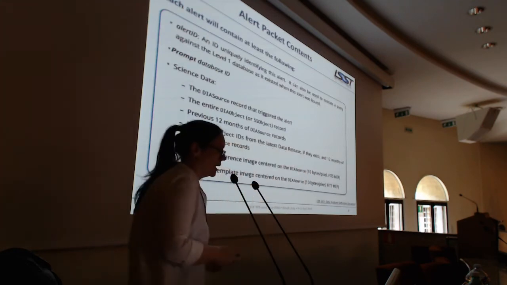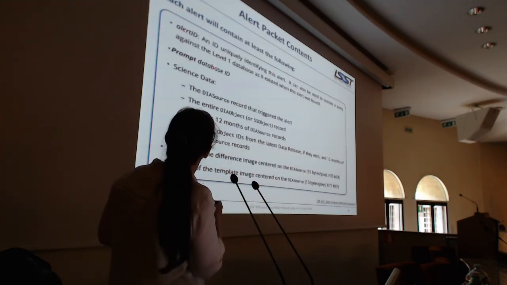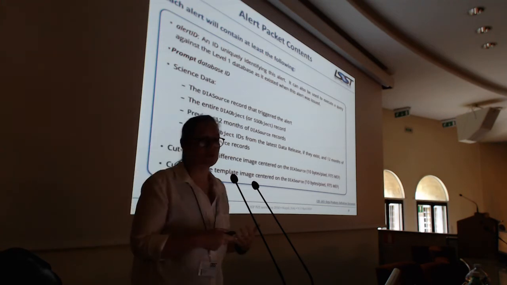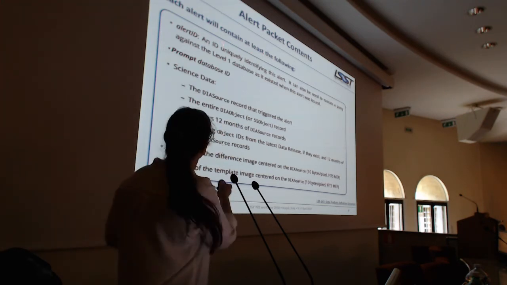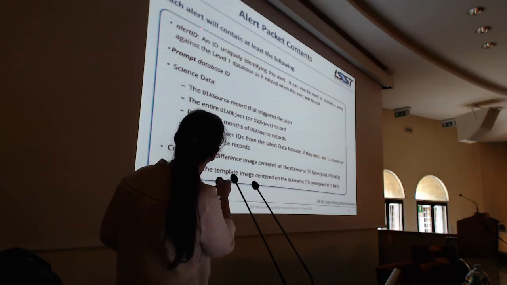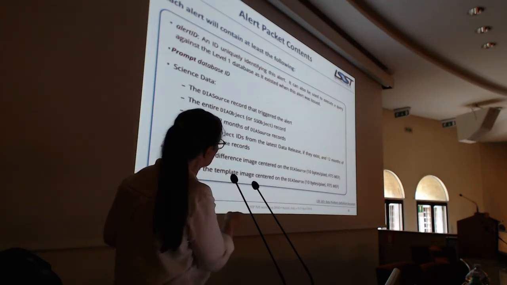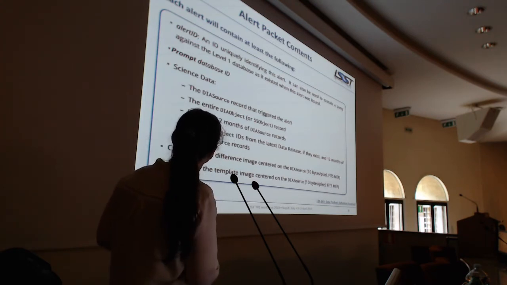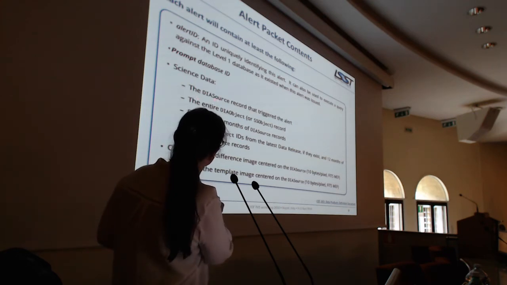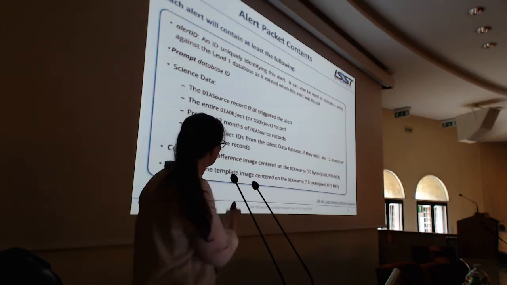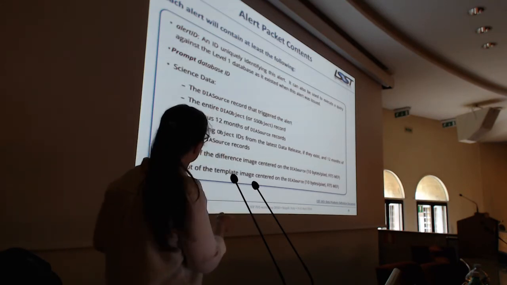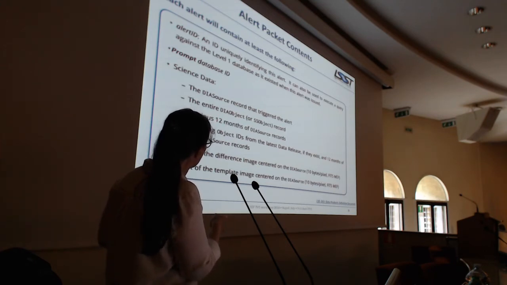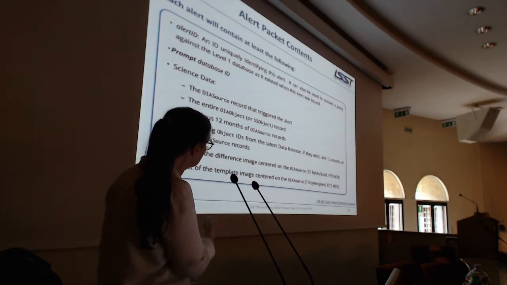So what goes into an alert? In the alert streams we've talked about, these data products that have been produced in the prompt processing, the difference image analysis, are packaged up into an alert package, which will contain at least, again, this is not an exhaustive list, and there's still discussion about what might go into it, but it will at least contain an alert ID, a database ID, and the science data, including the difference image analysis source that recorded the trigger, the entire difference image analysis object that is associated with it, the previous 12 months of source records, and matching object IDs from the latest data release. And there will also be cut-out images of the source.